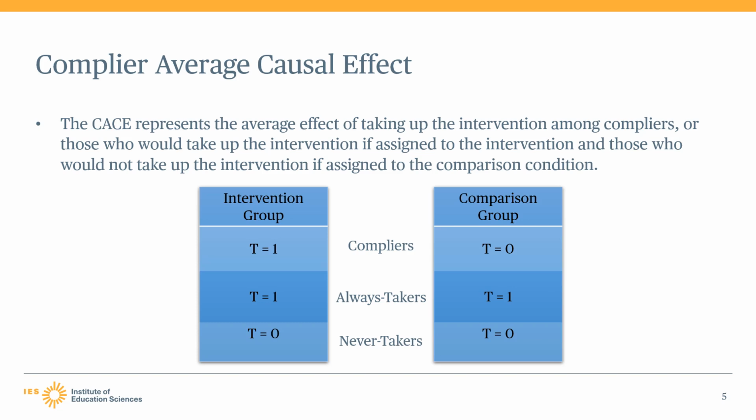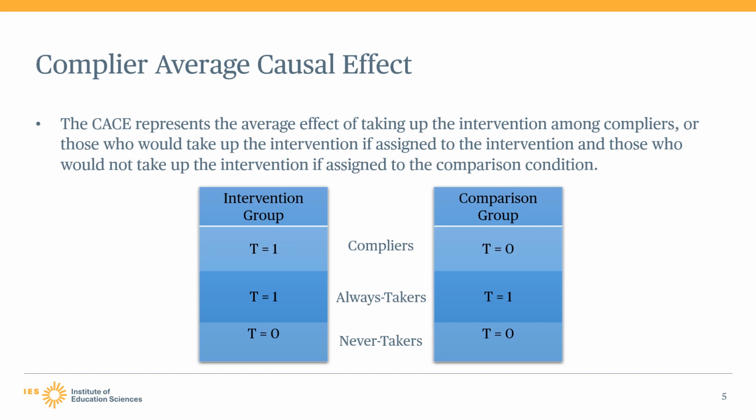In the middle row, we have the always takers. You can see that always takers are treated by the intervention, t = 1, regardless of whether they are assigned to the intervention or comparison group. Always takers assigned to the comparison group are crossovers. And in the bottom row are the never takers. These units are not treated by the intervention regardless of assignment, t = 0. So the never takers assigned to the intervention group are considered no-shows.